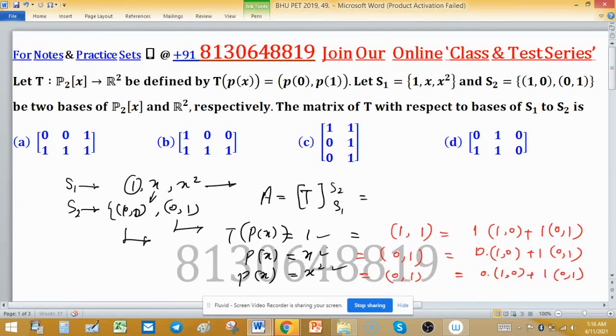So again, this is 0 times (1, 0) plus 1 times (0, 1). The coefficients of this linear combination become columns. So (1, 1) is the first column, then (0, 1) and (0, 1). So this is the matrix representation of T, and the size of this matrix is 2 by 3. Always, if T is a linear transformation from a vector space V to W, then the dimension of W becomes the row and the dimension of V becomes the column. So this is the fundamental concept to find the matrix representation with respect to a basis.